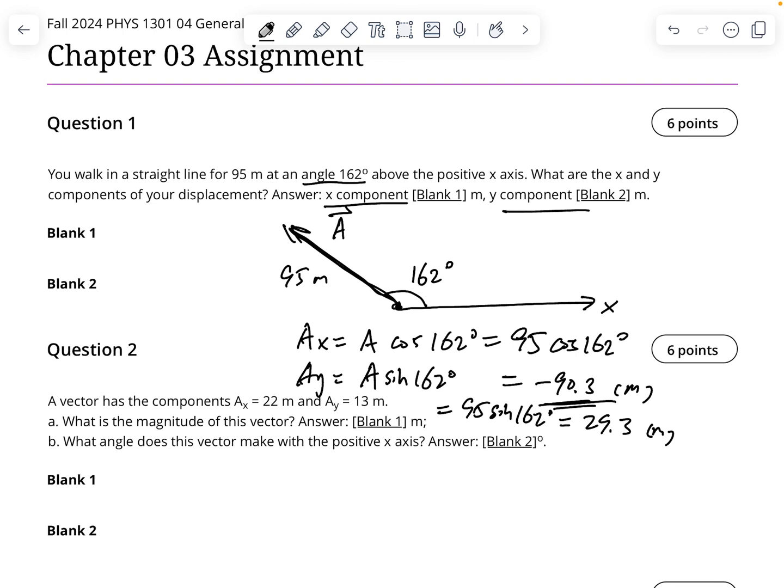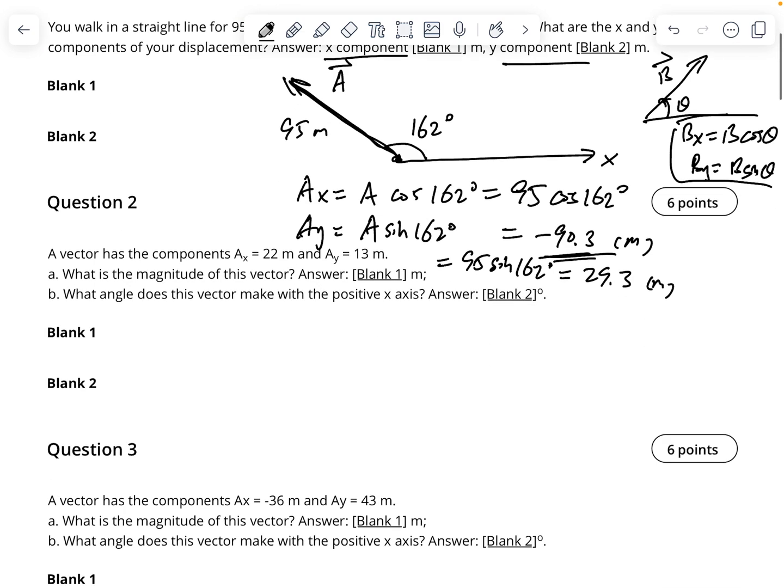So very simple. Given a vector, whatever vector, we call this vector B, look at the angle theta. Bx equals B cosine theta, and By equals B sine theta. So that's the equation.